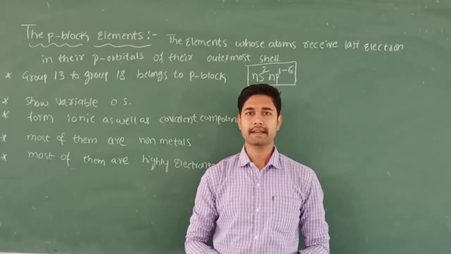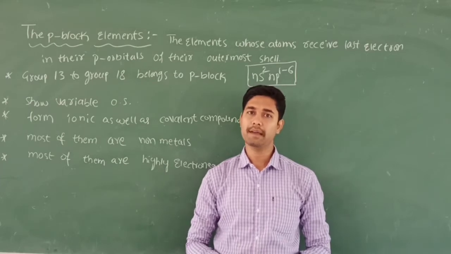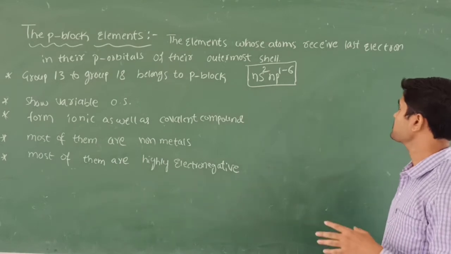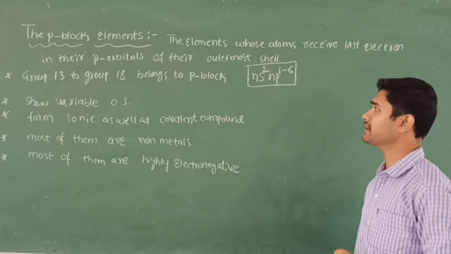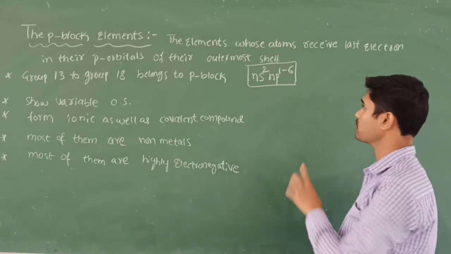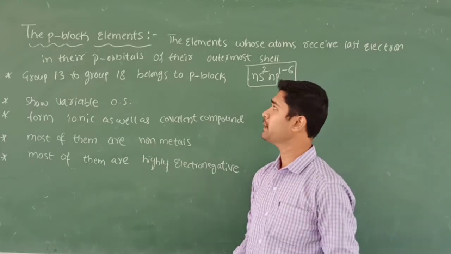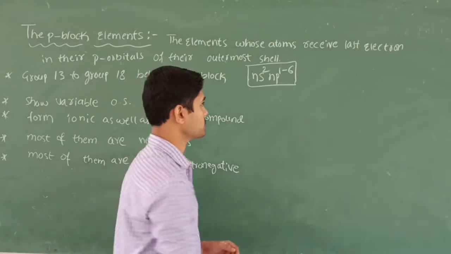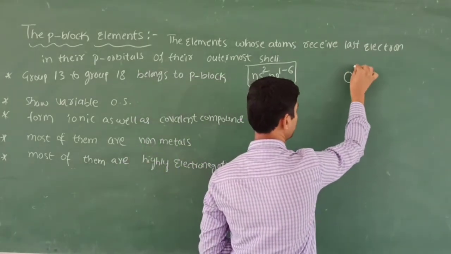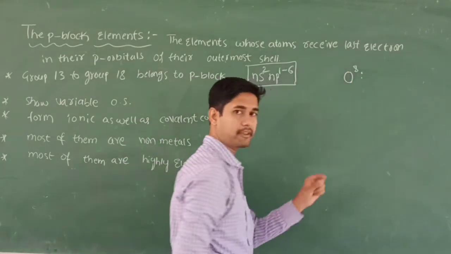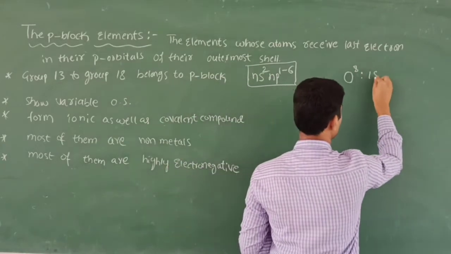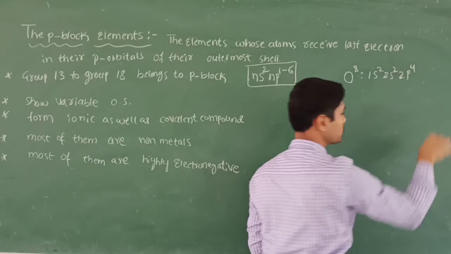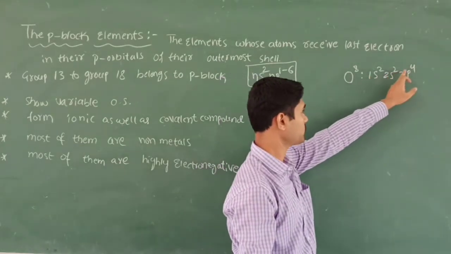Let's discuss the second one, that is the p block elements. As usual, the same definition: the elements whose atoms receive the last electron in the p orbitals of their outermost shell, we are going to call as the p block elements. If I take an example of simple oxygen, the atomic number is 8, right? I am going to fill the electrons 1s2, 2s2, 2p4, because 2 plus 2 is 4, 4 plus 4 is 8.